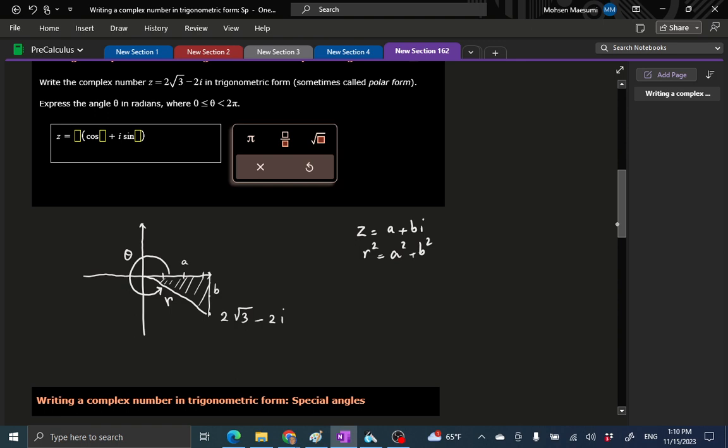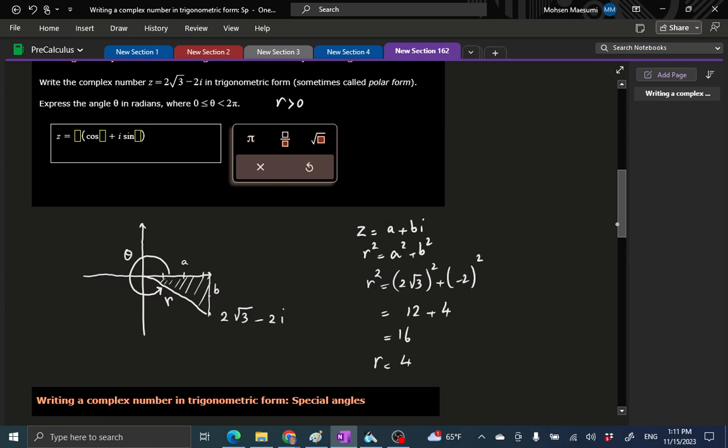So r squared is 2 radical 3 squared, and b is minus 2 squared. 4 times 3 is 12. Minus 2 squared, remember, is positive. It becomes 16, so my r is going to be 4. It is also assumed, here it doesn't say it, but we want positive r here. So minus 4 is excluded.